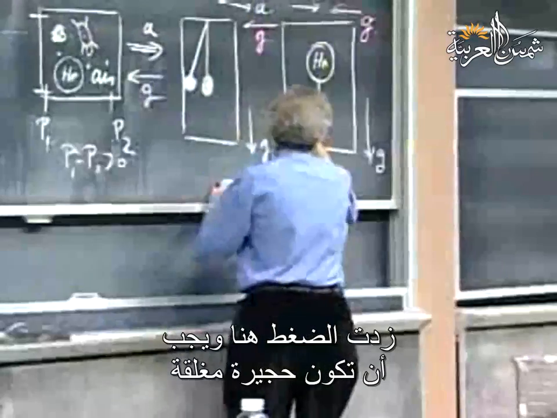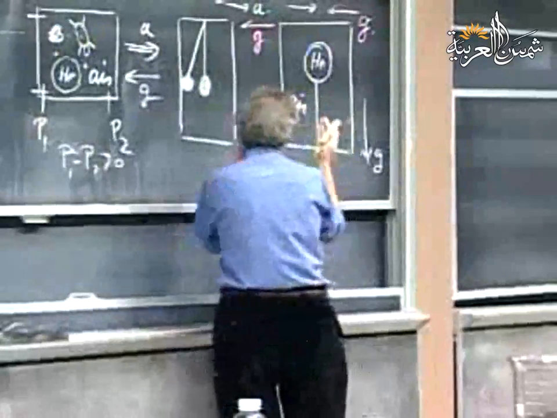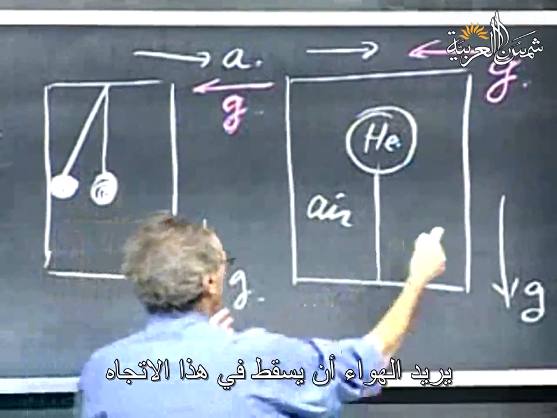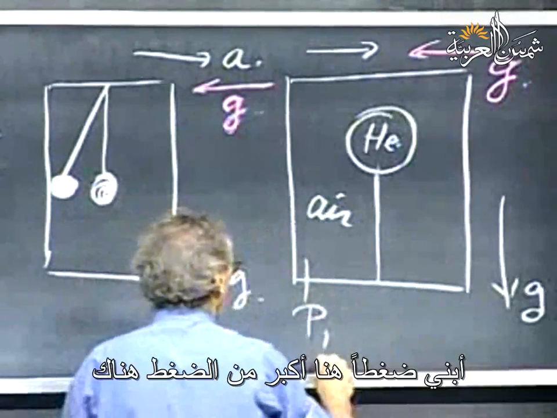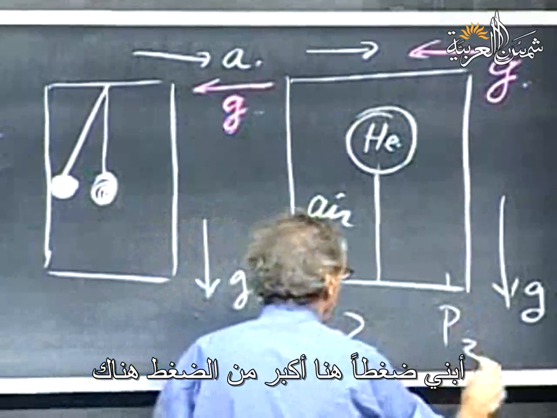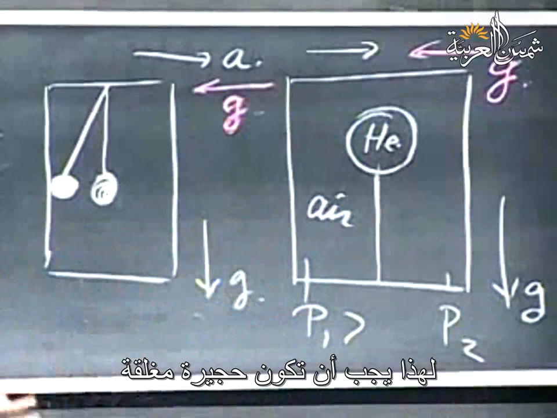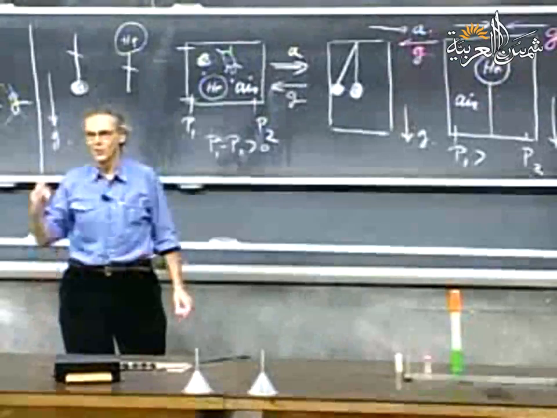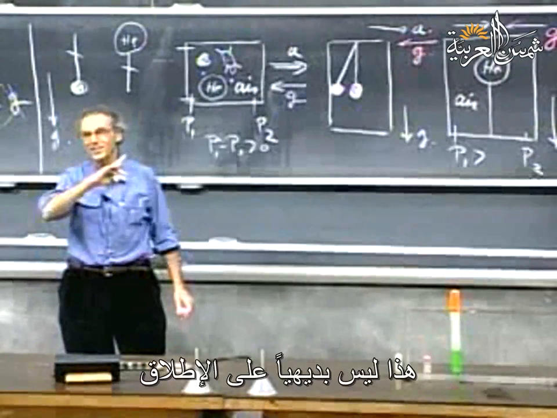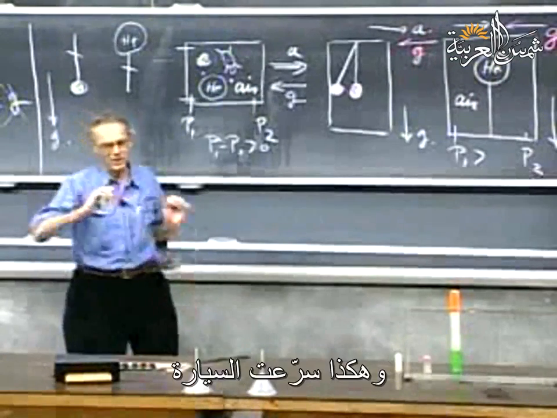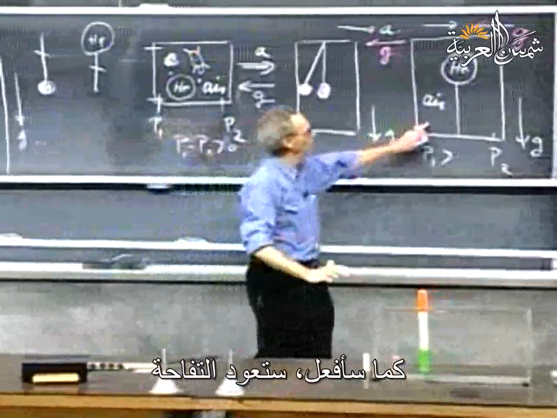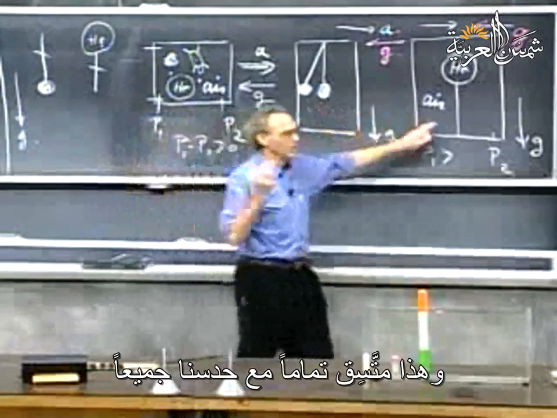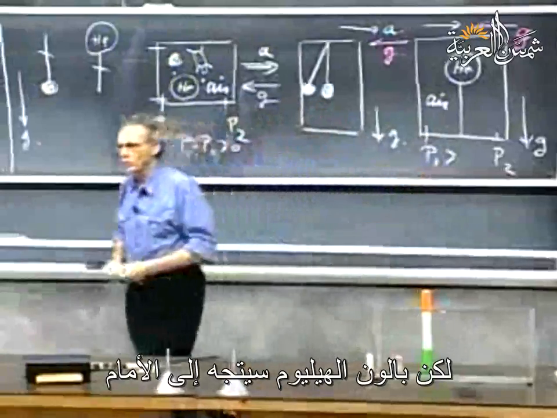I build up in here, it must be a closed compartment. I must build up there a pressure differential. The air wants to fall in this direction. I build up a pressure here which is larger than the pressure there. That's why it has to be a closed compartment. What will the helium balloon do? It will go like that. That is very non-intuitive. So I accelerate this car, as I will do. The apple will go back, which is completely consistent with all our intuition, but the helium balloon will go forward.